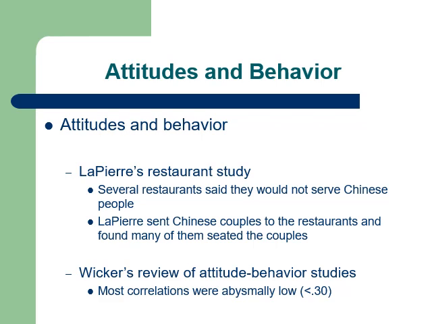Okay, so beyond LaPierre's study, many other studies were done, and then by the 1960s, Wicker did a review of all these studies that had been done over the last 30 years, and what he finds is that it seems most of these studies show that attitudes don't predict behavior. He found correlations below 0.3. If you remember about correlations, a 0 correlation means no relationship.